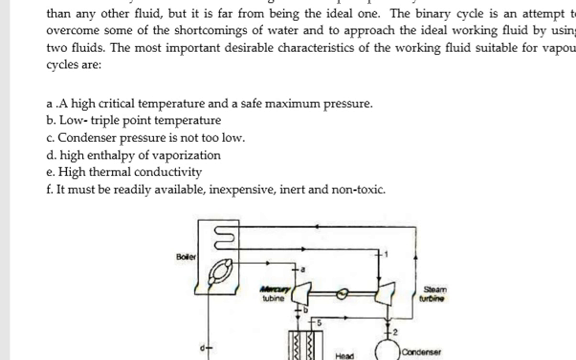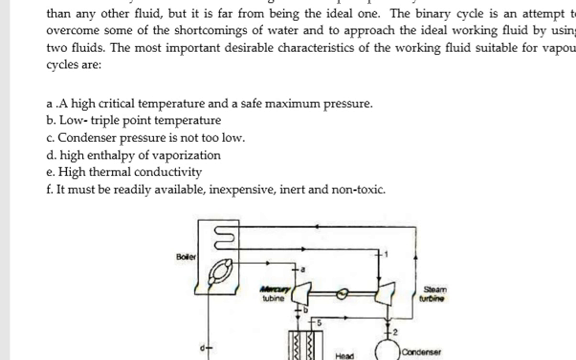The important desirable characteristics of the working fluid suitable for the vapor cycle are these, because we require certain properties. A high critical temperature and a safe maximum pressure, meaning it sustains the maximum critical temperature and safe maximum pressure. Low triple point temperature. The condenser pressure should not be too low. High enthalpy of vaporization is also considered.